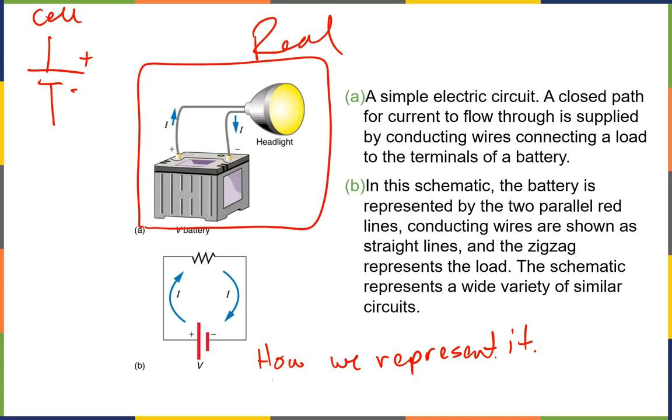So these are cells. They're not batteries. What makes a battery is when you put a bunch of cells together. I have 4 cells together. Those 4 cells together, that's a battery.